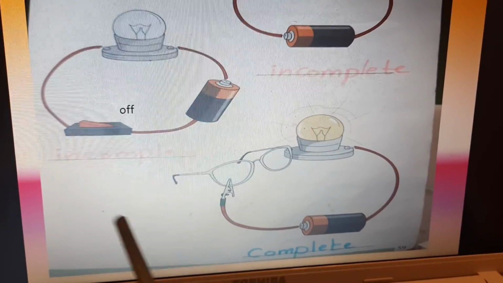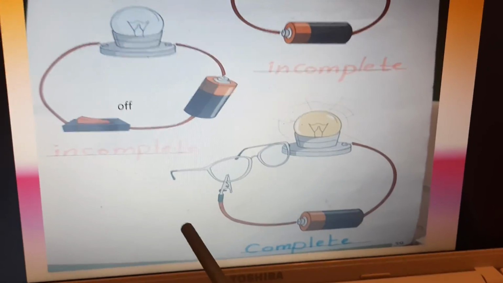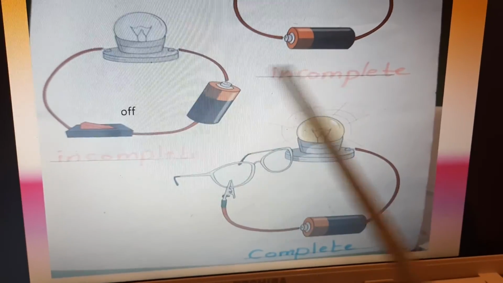Okay, complete circuit, the bulb will light. Incomplete circuit, the bulb will not light.